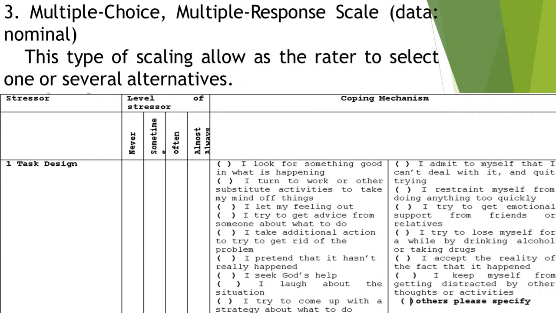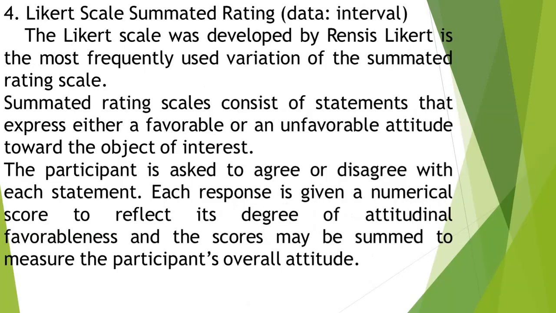Multiple choice, multiple response scale. This type of scaling allows the rater to select one or several alternatives. For example, on stress and coping mechanism: the stressor is task design. So what is the level of the stressor? Are you stressed with the task design? Never, sometimes, often, almost always. What are your coping mechanisms? For example, I look for something good. So you have multiple options. The complexity of your questionnaire depends on your study.